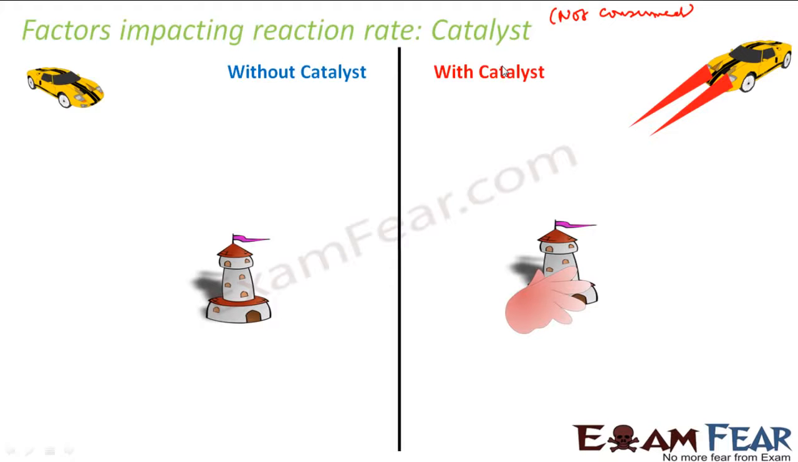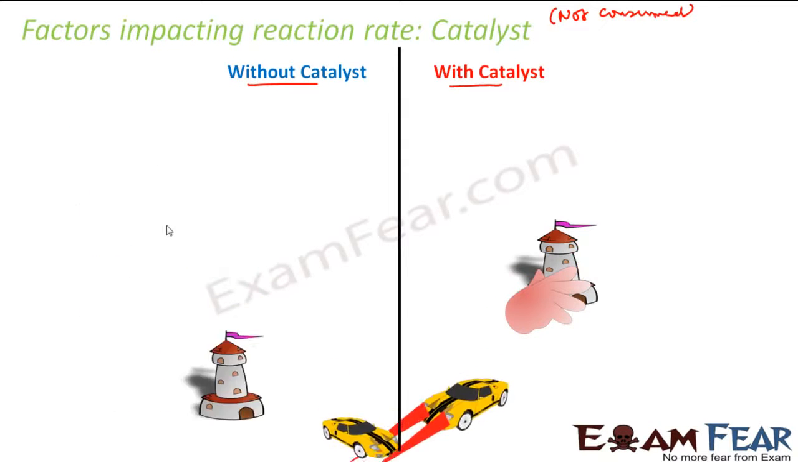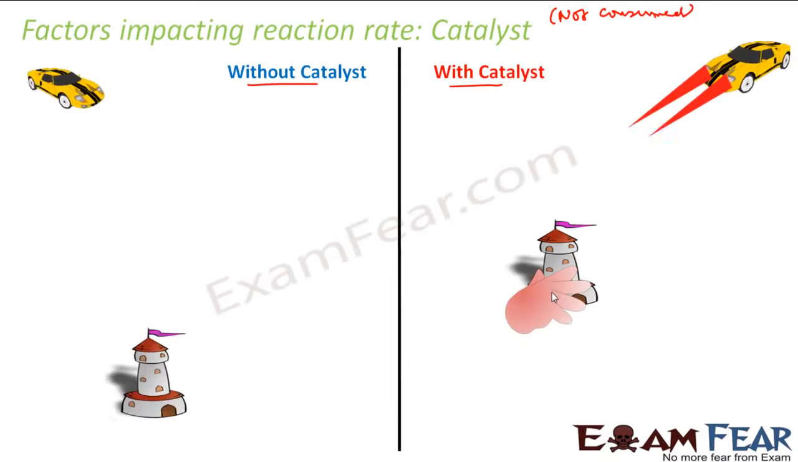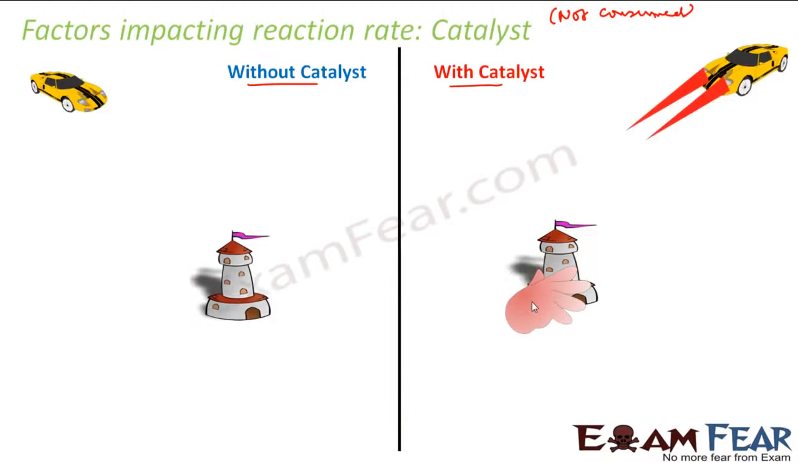So in this case, there are two reactants, this tower and this car, let's suppose. Right hand side also we have the same scenario. This is without catalyst on the left side, and with catalyst on the right side. So they somehow increase the collision frequency. In this case, the tower is a moving target, but the catalyst has somehow stopped this target. Since the target is stopped, the collision frequency is more.